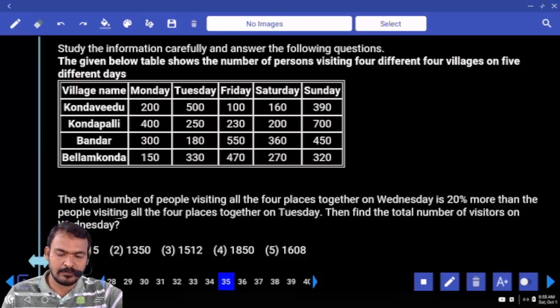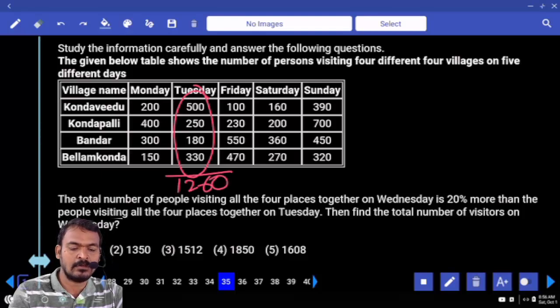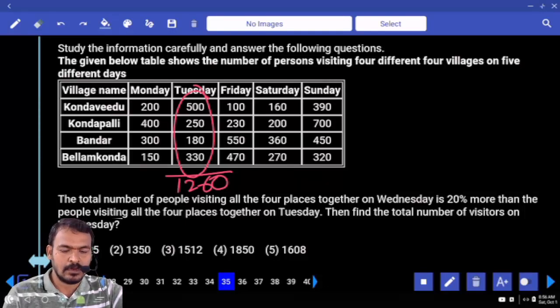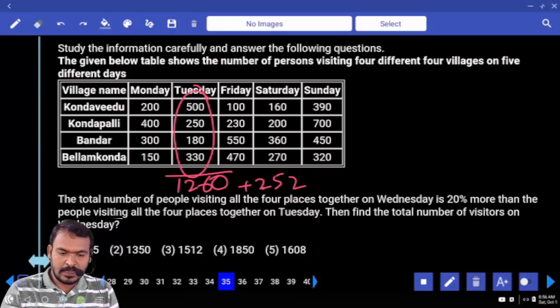Next, question 35. The total number of people visiting all the 4 places together on Wednesday is 20% more than on Tuesday. Find the total number of visitors on Wednesday. We already know the total Tuesday value, which is 1260. Compared to this, 20% more. 10% is 126, 20% is 252. Adding or subtracting? Adding. The total is 1512.